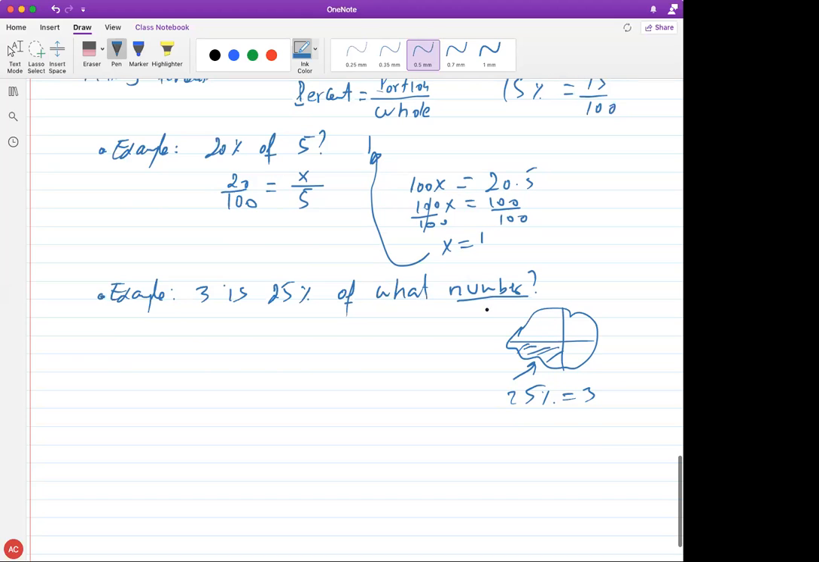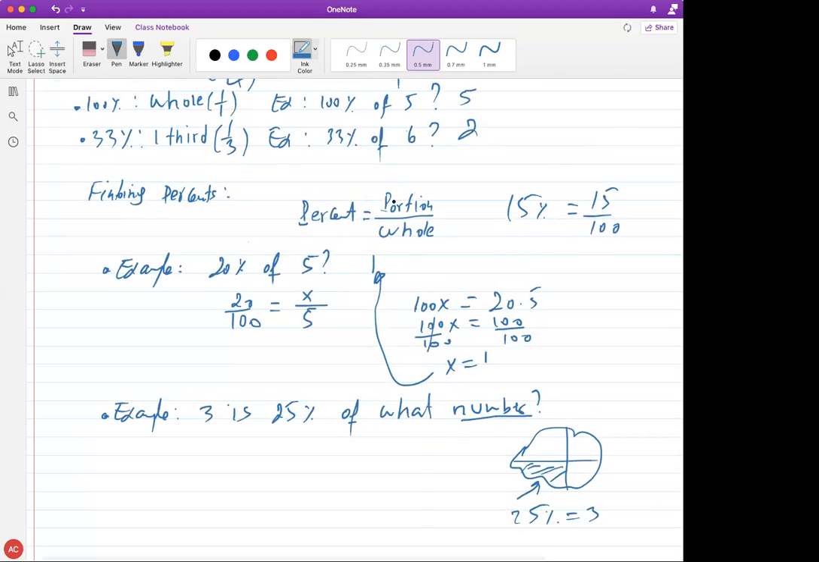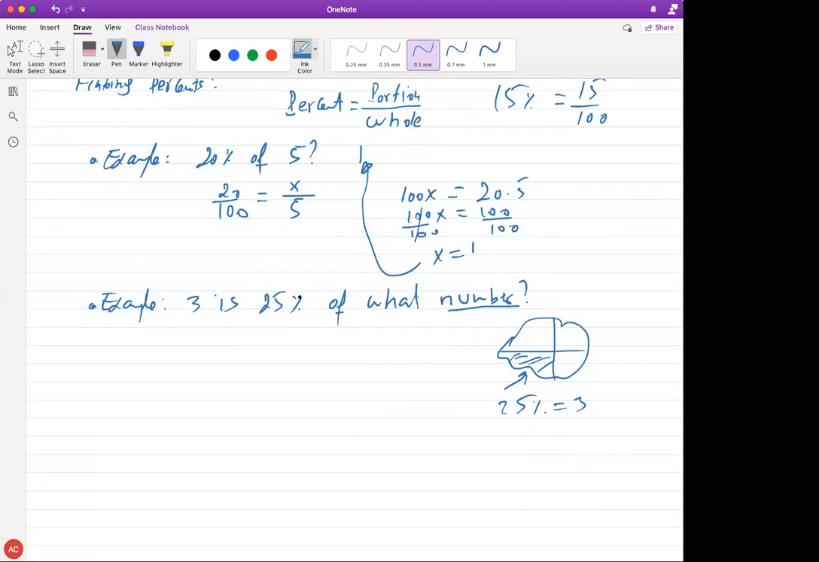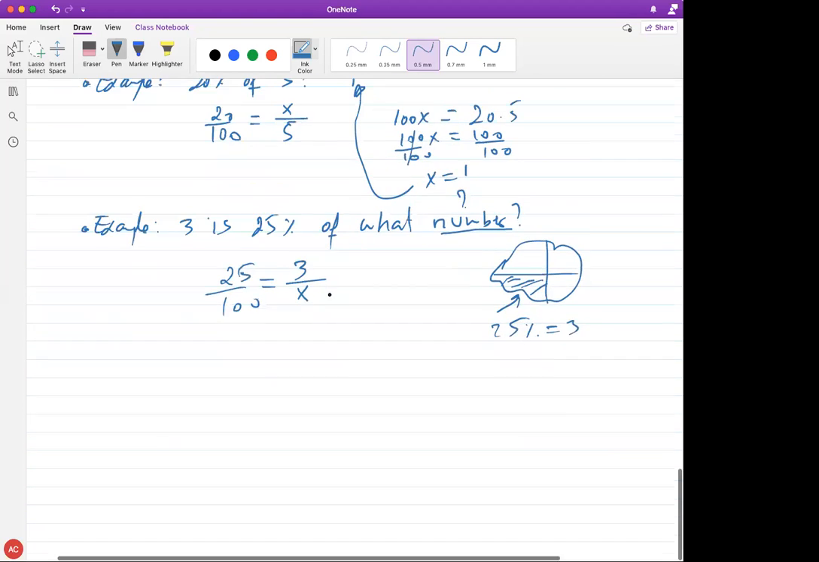So in this case, we're looking for the whole number, not the portion. We need the whole. So the x this time would go here, not here. Here we had the whole, and we were looking for the portion. So this time, first I turn 25 into a fraction. And we just need to figure out the whole and the portion. We know that a small portion, which is 25% of it, is 3. But we don't know the number itself. So this time the x goes here.